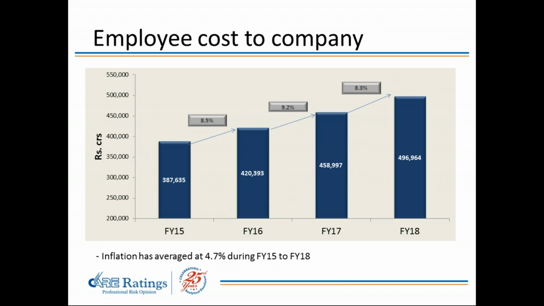We now move from employment count to employee cost to company. It is important to note here that the employee cost to company includes cost for all segments of employees, including the managerial compensation. The growth in employee cost to company has moderated to 8.3% in FY18 over a growth of 9.2% in FY17. The growth in employment cost on an aggregate basis in all the 3 years remains above the average inflation at 4.7% witnessed during FY15 to FY18.